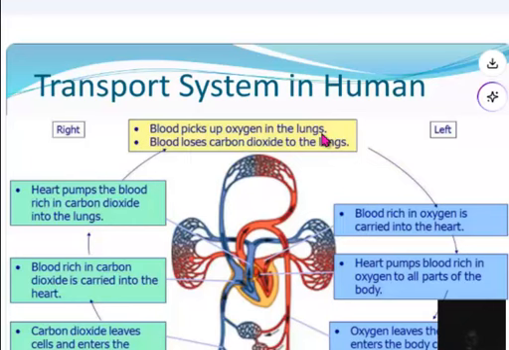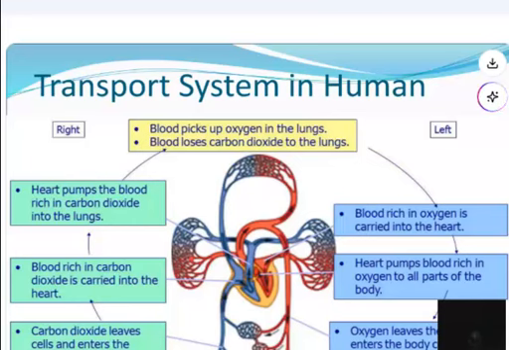Blood picks up oxygen in the lungs. Blood loses carbon dioxide to the lungs. That is how it happens. The heart pumps the blood rich in carbon dioxide into the lungs. Blood rich in oxygen is carried into the heart from the lungs. Blood rich in carbon dioxide is carried into the heart. The heart pumps blood rich in oxygen to all parts of the body. Carbon dioxide leaves cells and enters the blood. Oxygen leaves the blood and enters body cells. You can see the circulation now. That's the double circulation.